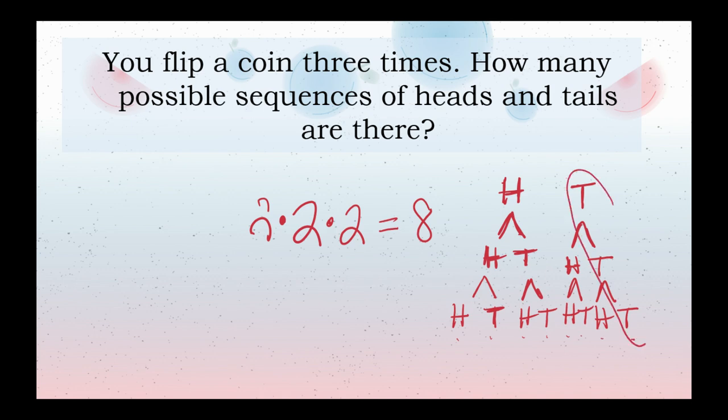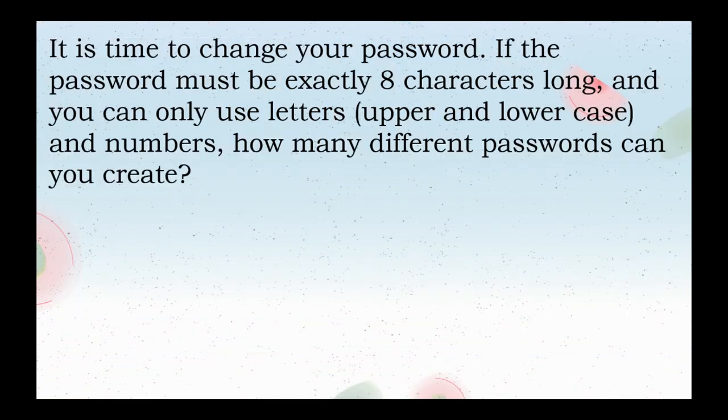So maybe you get tails, tails, tails, or you get tails, heads, and then tails. There are 8 different possible combinations or sequences that you could get. That's where the 2 times 2 times 2 comes into play. Okay? Let's talk about this a little bit more.